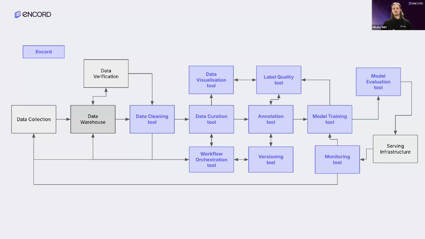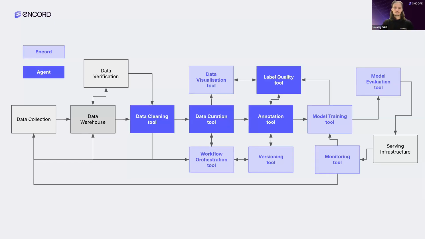And you need a range of different tools and processes. So as you can see, from data cleaning, curation, annotation, model training, and model evaluation. And along the lines, you want to visualize your data, you want to orchestrate your workflows, maybe you want to evaluate the quality of your labels, you want to version your data sets and labels, and you want to monitor. So all of these processes and tools is what we at Uncode want to consolidate into one platform where your data don't have to leave or undergo any migrations or movement.